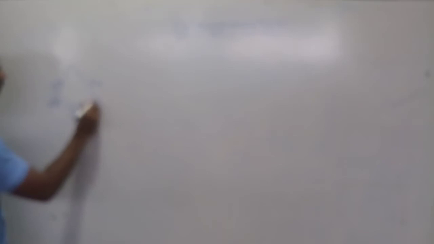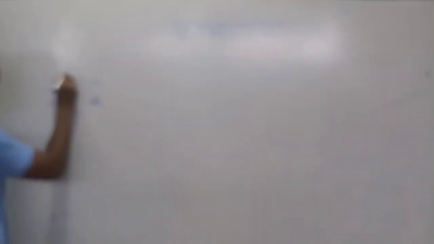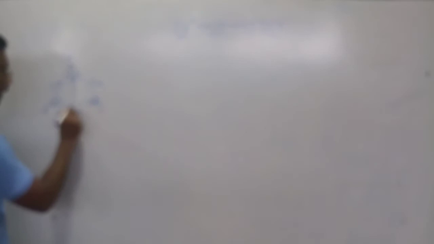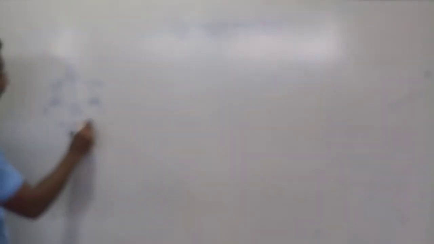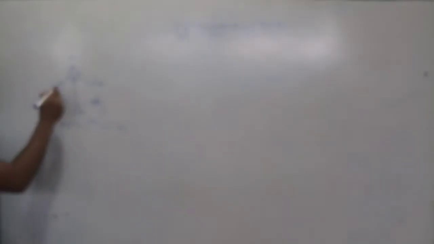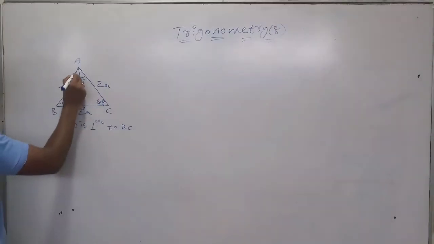Okay. In an equilateral triangle, all the angles will be equal to each other, 60 degrees. Now to make it a right angle triangle, we will make a perpendicular. Name it A, B, C and D. AD is perpendicular to BC. Okay. Now if it is getting perpendicular, this will be the 30 degrees.